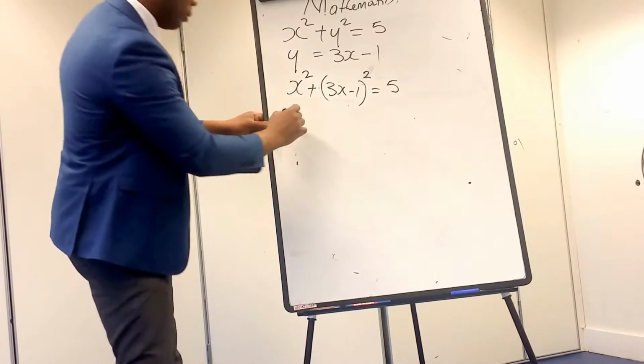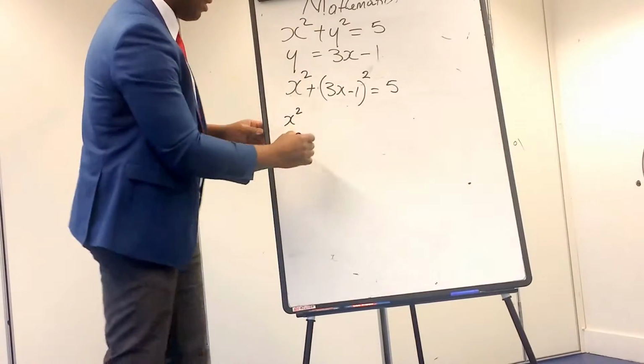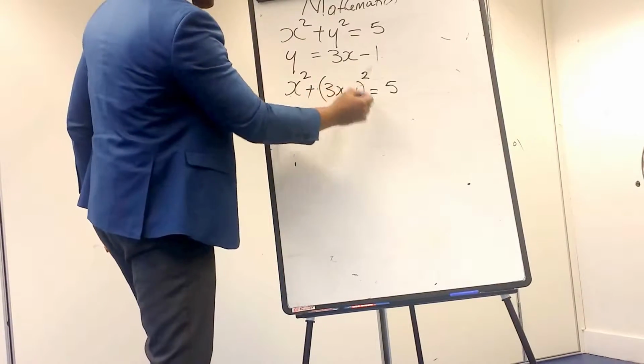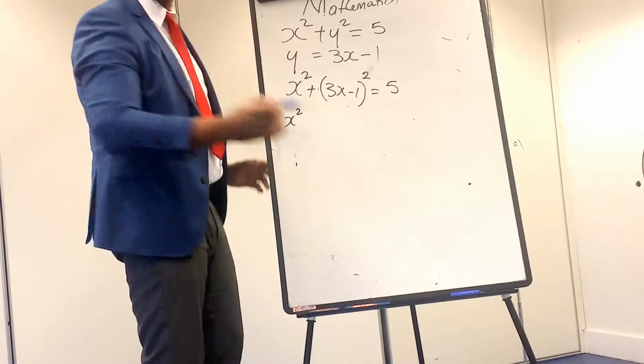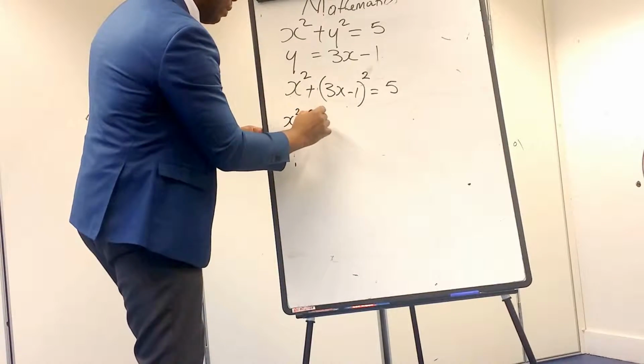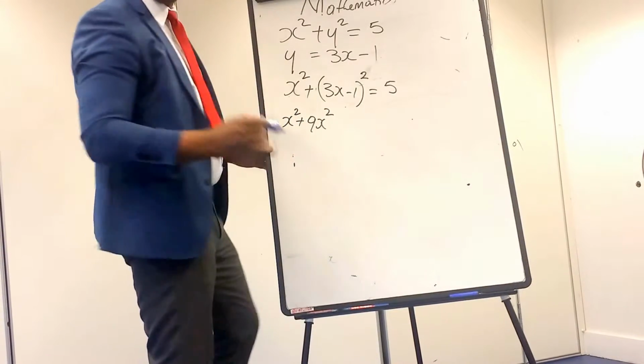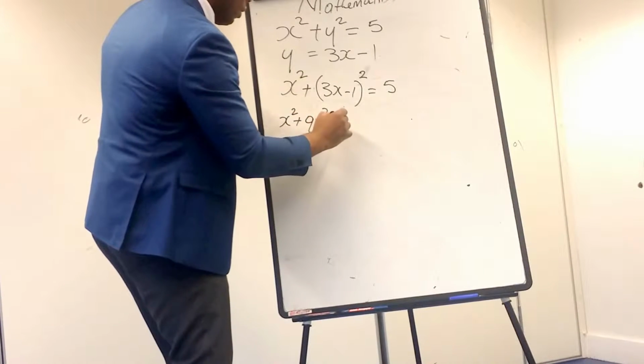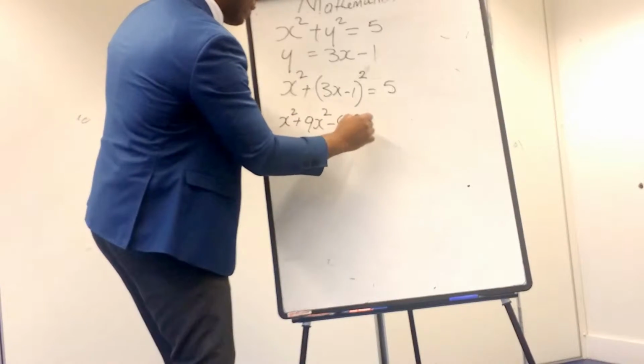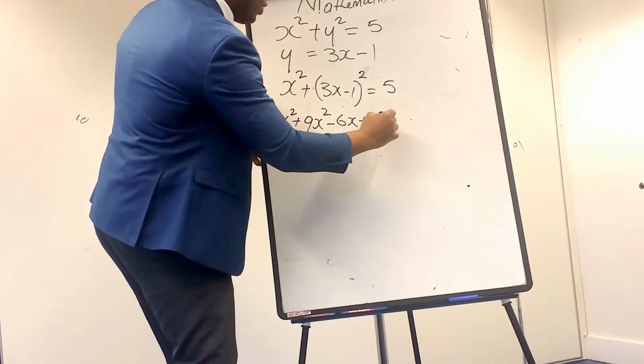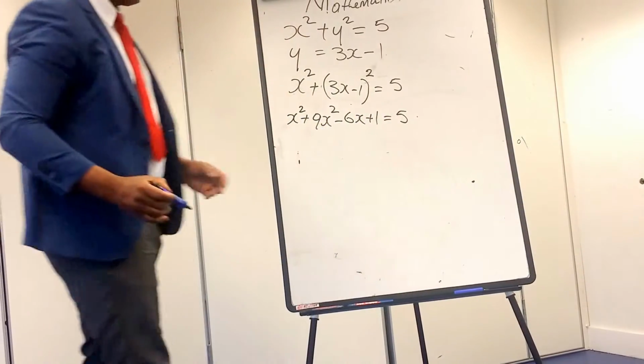Okay, so now we have x squared. If we expand (3x minus 1) squared, we will get 9x squared minus 6x plus 1. And that's all equal to 5.